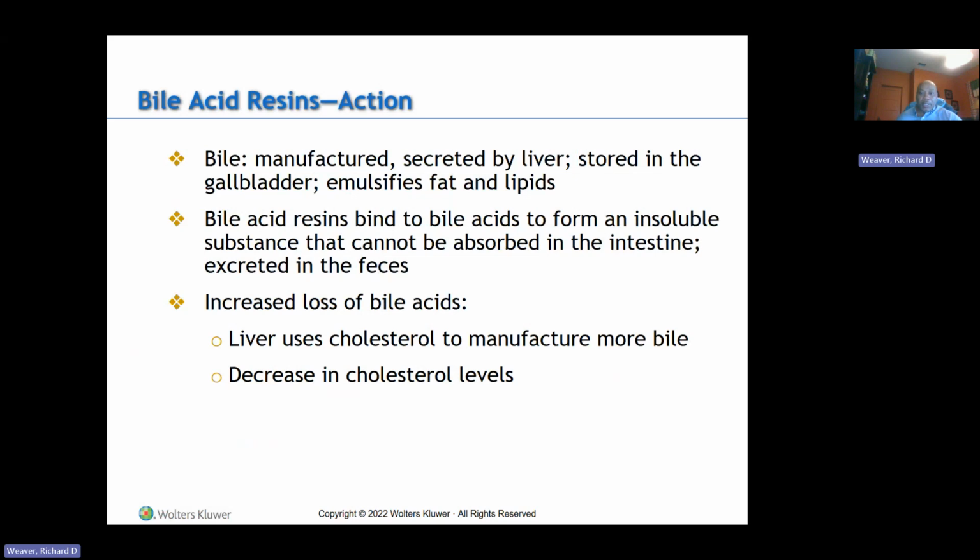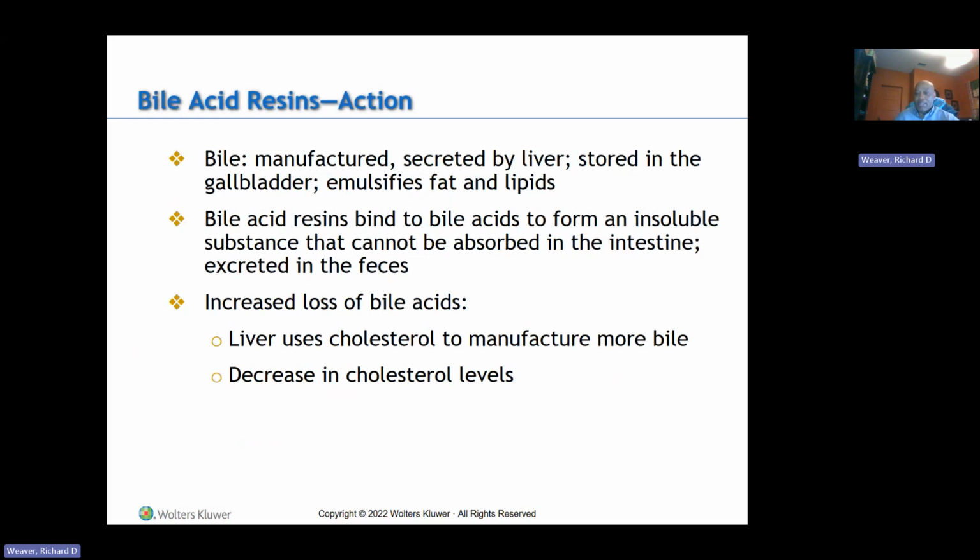All right. Another way to explain this is, bile is a substance made by the liver and is stored in the gallbladder. It helps break down fats so that the body can absorb them. We break down fats and then we absorb. Bile breaks down fat in order for it to be absorbed in the body.